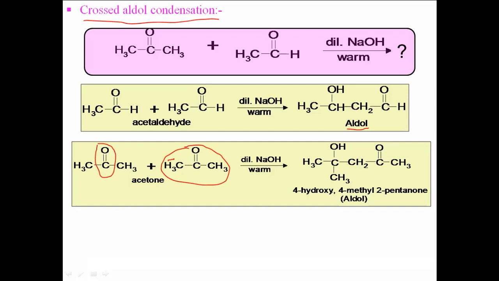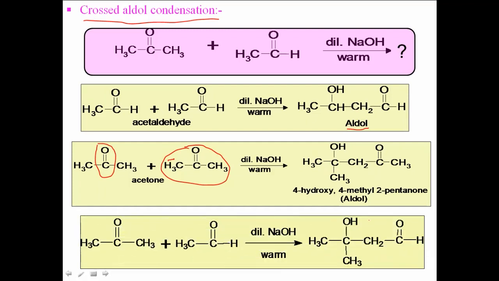Now let us see the next possibility. Here in the next possibility, 1 molecule of aldehyde can be combined with a molecule of acetone, and we get the corresponding beta hydroxy aldehyde. Okay, this is just about crossed aldol condensation. That is, if we are using different types of carbonyl compounds, then there are different possibilities, and that reaction is called crossed aldol condensation. Okay, let us see next.